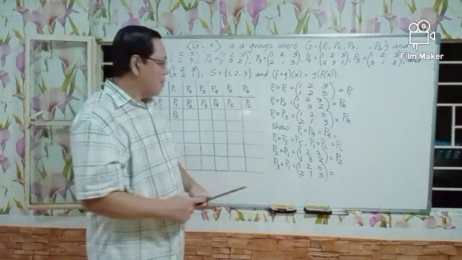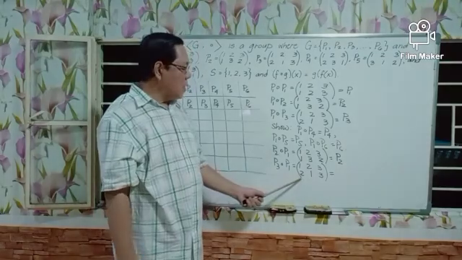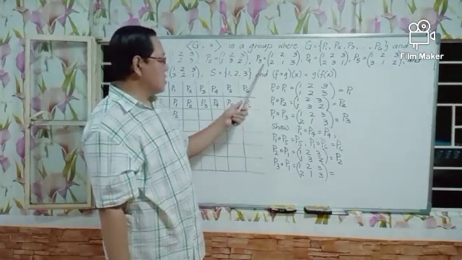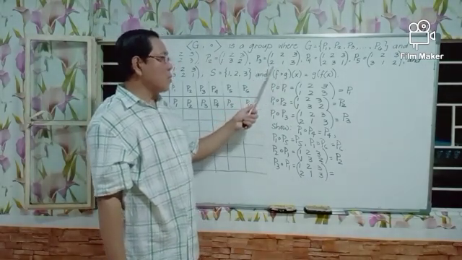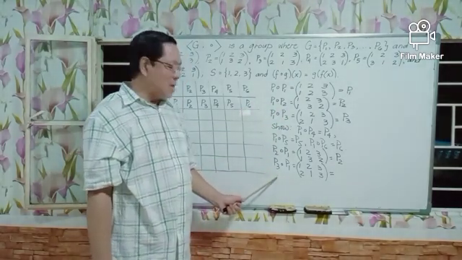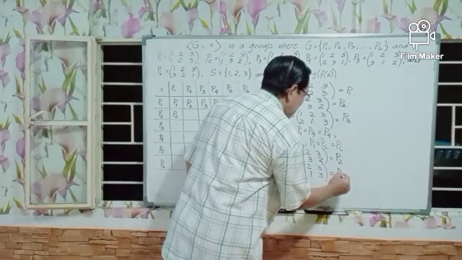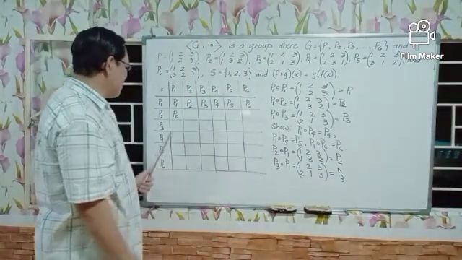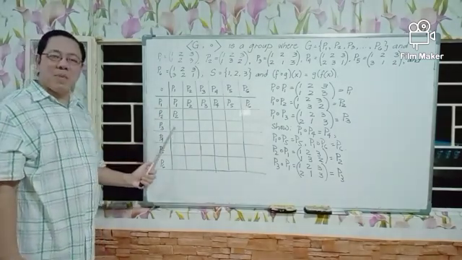And this composition of P3 and P1 that assigns 1, 2, 3 to 2, 1, 3 respectively is the same as the function P3. 1, 2, 3 are assigned to 2, 1, 3 respectively. Thus, we have shown that P3 circle P1 is P3. And we write the answer in the table. P3 circle P1 is P3.